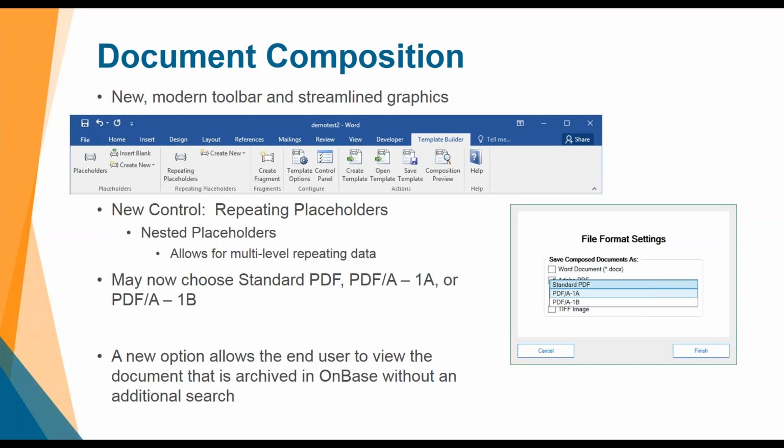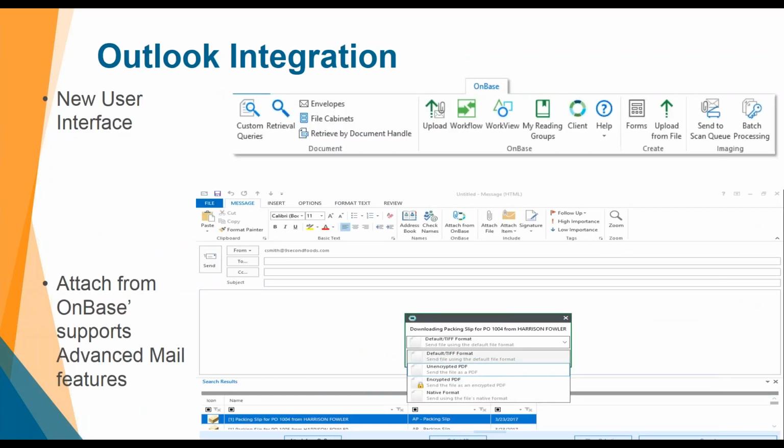You can also have the output be standard Word, of course, but you can also have it be a standard PDF, a PDF 1A or 1B, so you have different output formats. And of course, the nice option is that the end user gets to view the document, and it gets archived in OnBase without doing any additional searches. Before, it would generate it and then you had to go find it, so the end user had an extra step to find that document and validate that it was 100% correct. Now you can do the preview right at that moment and validate that it's all good, make any changes on the fly that you want to make, and then have it be sent out.